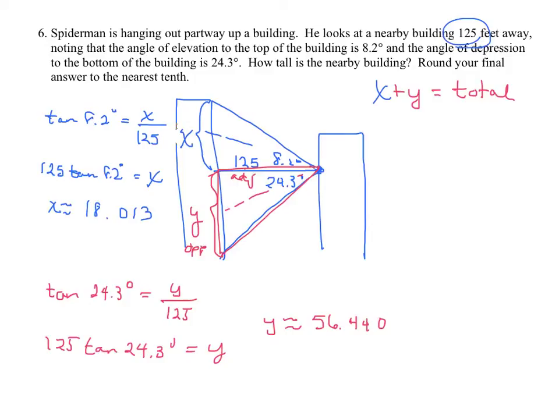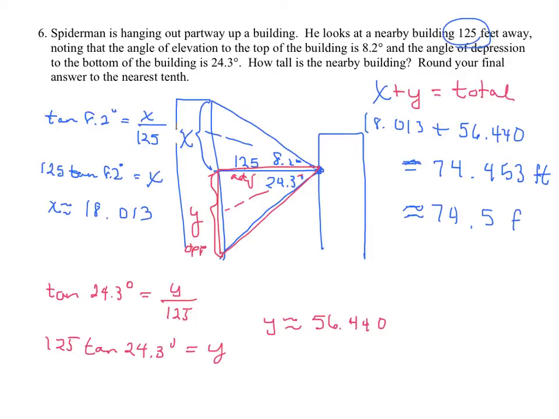So I'm going to get 18.013 plus 56.440. If I add that up, I get 74.453 feet, but they asked me to the nearest tenth, so that is approximately 74.5 feet tall.